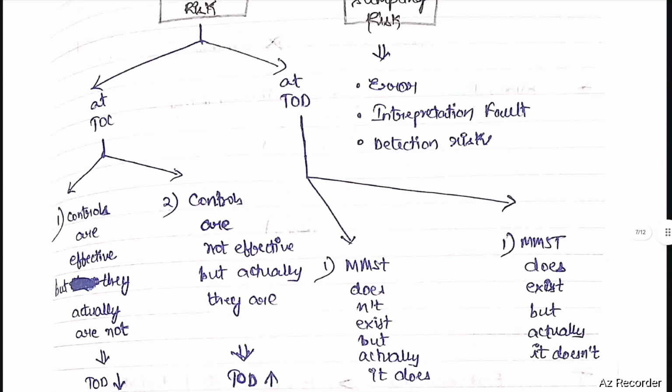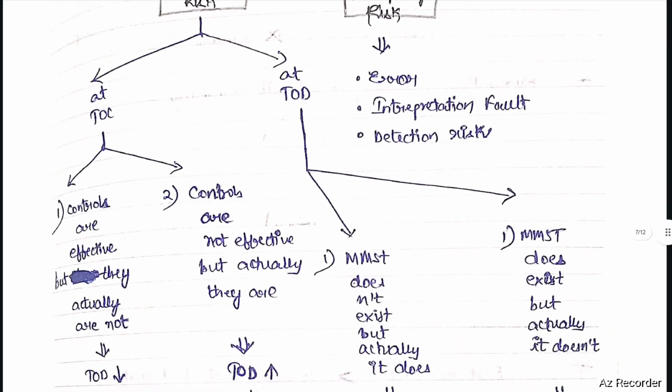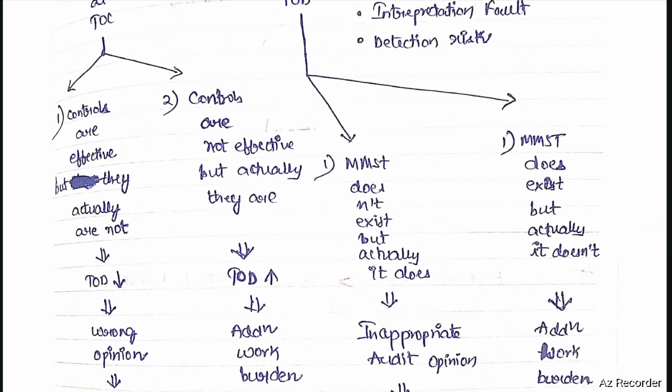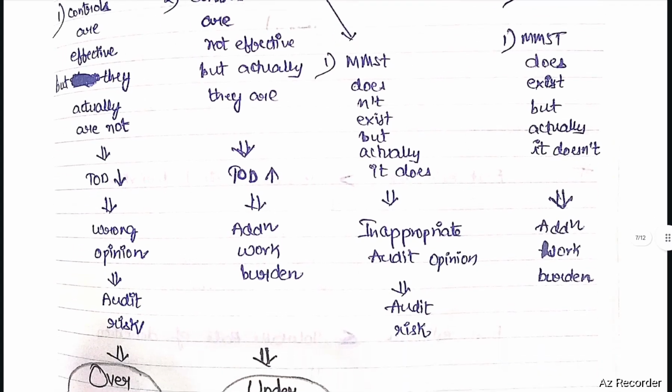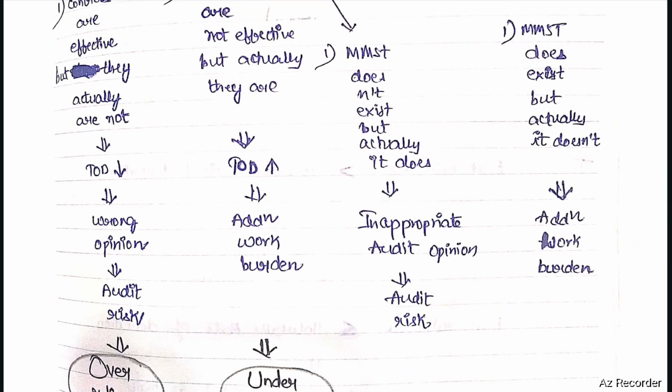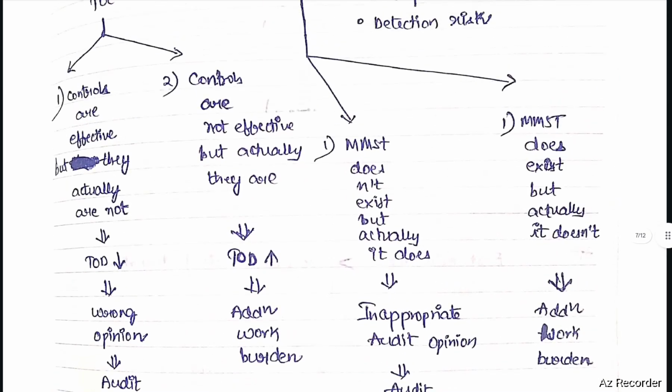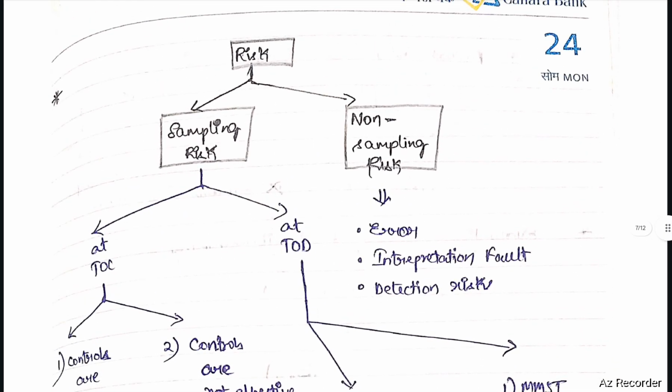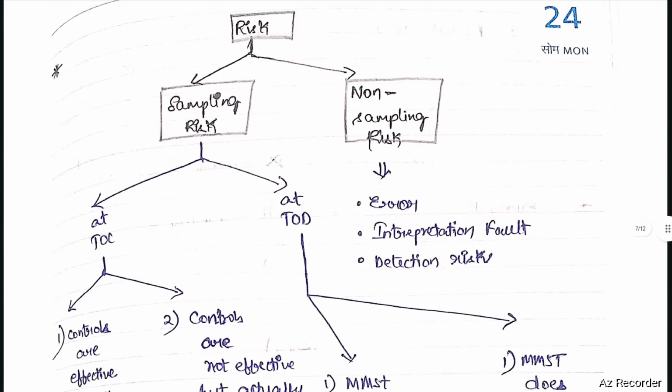Next, sampling risk at test of details: material misstatements do exist, but actually they do not. We have stated in the report that material misstatements exist, but actually there are no material misstatements. In such a case, it is an additional work burden. Next, non-sampling risk, that is error, interpretation fault, detection risk.